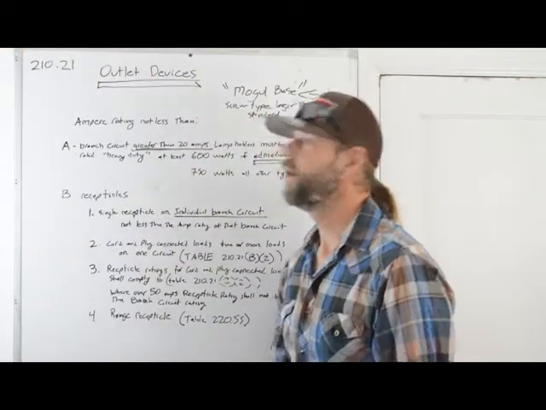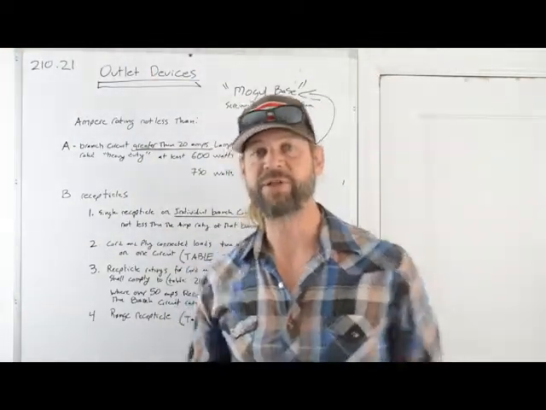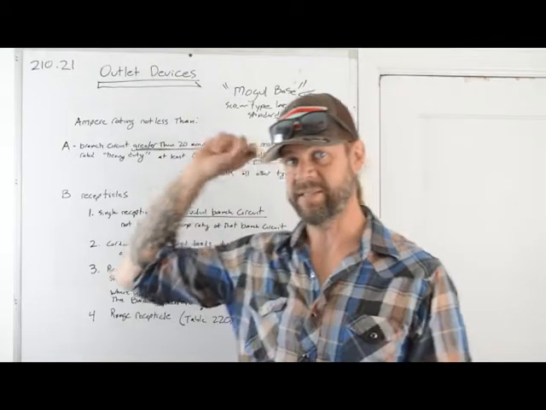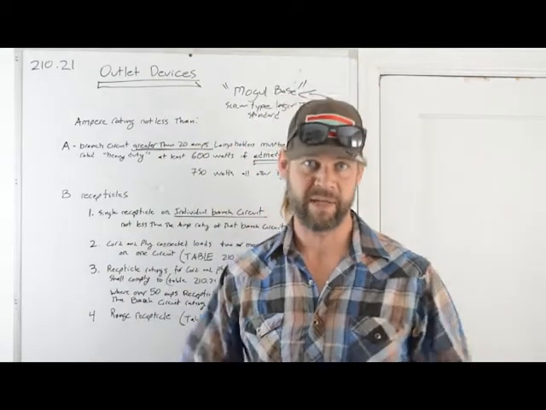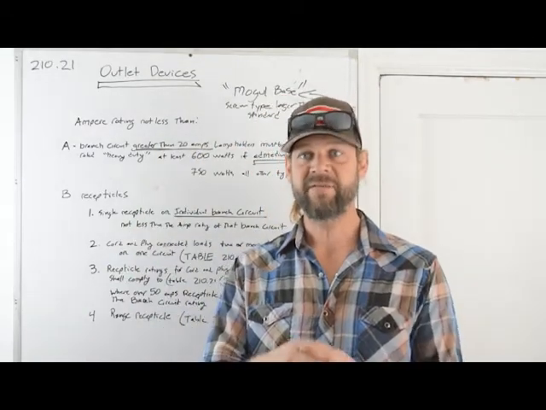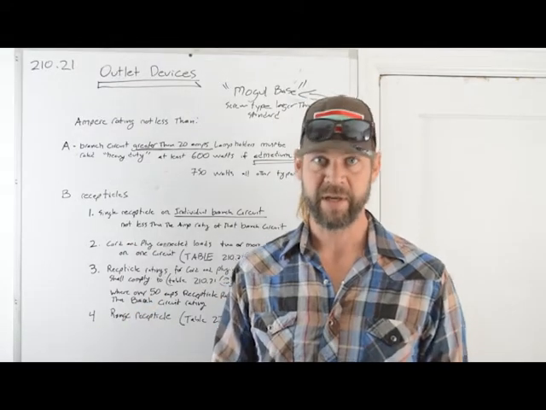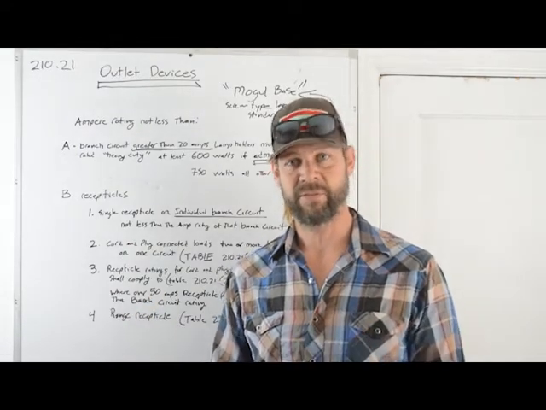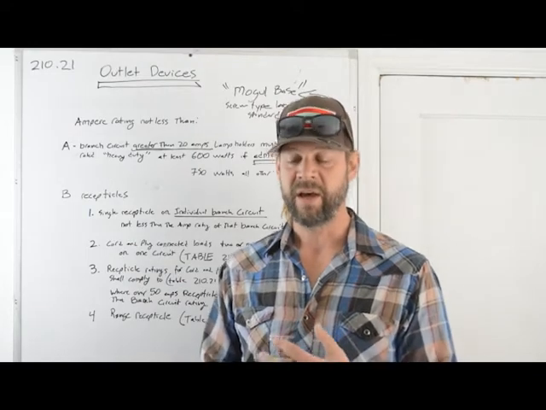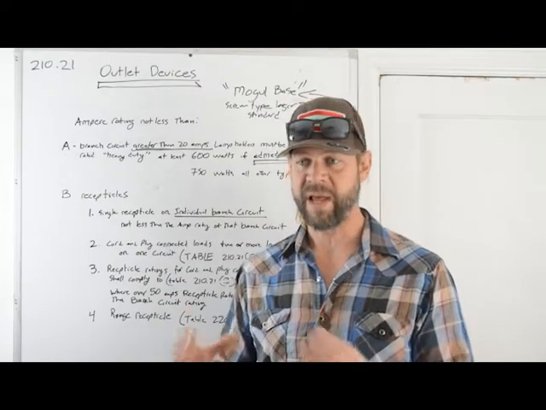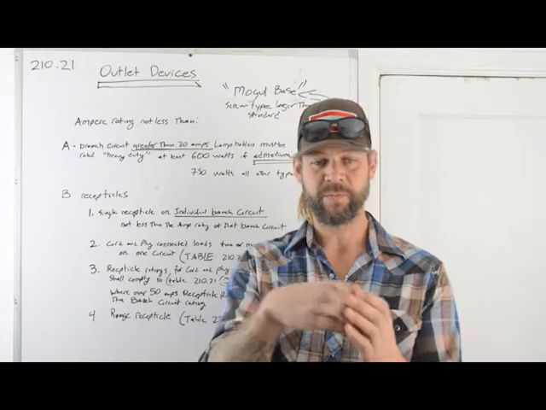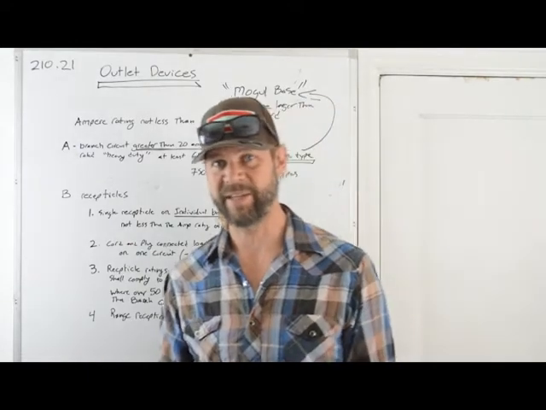Let's talk about it. Okay, NEC 210.21. We're talking about outlet devices. And let's talk real quick about what an outlet device is. So an outlet device is anything where you can utilize electricity. Lamp holders are outlet devices. Receptacles are outlet devices. Anywhere you can access that electricity is an outlet device.